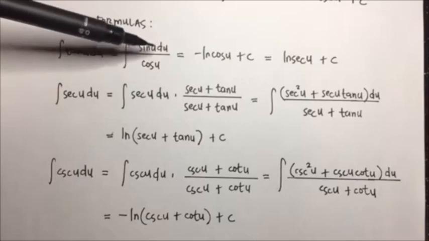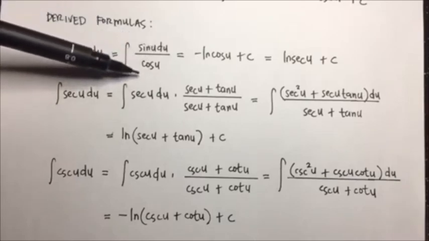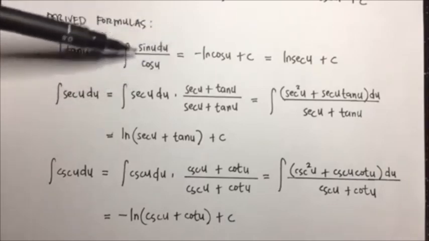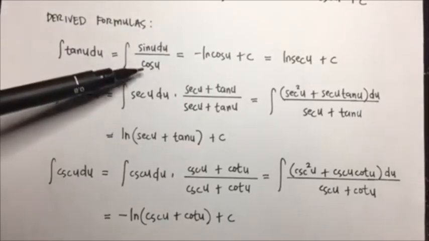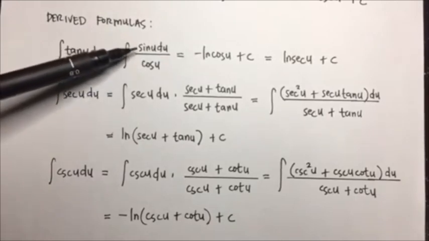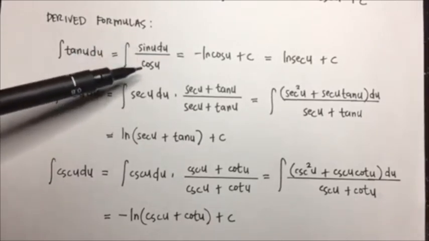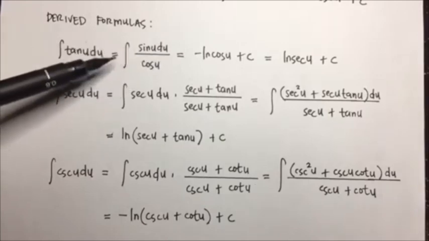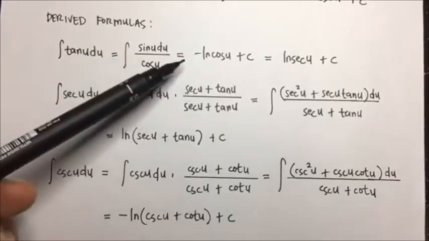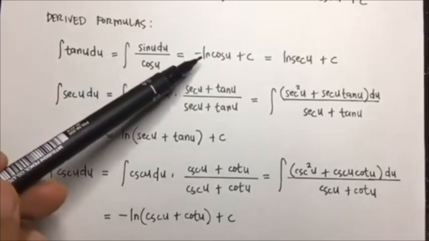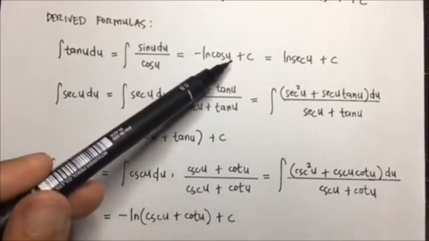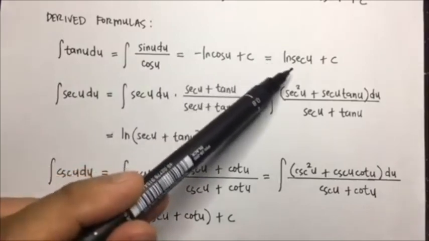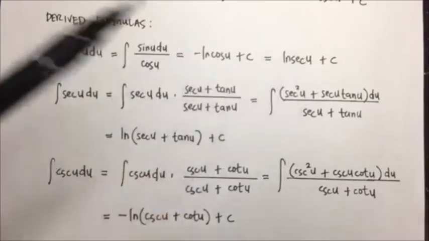So the integral of tangent of u du is equal to the integral of sine of u du over cosine of u. This can be a logarithm where our u is cosine of u and the complete differential of the denominator is negative sine u du. That's why we put a negative here and a negative here. Therefore it becomes negative ln of cosine of u plus c, and it can also be equal to ln of secant of u plus c.